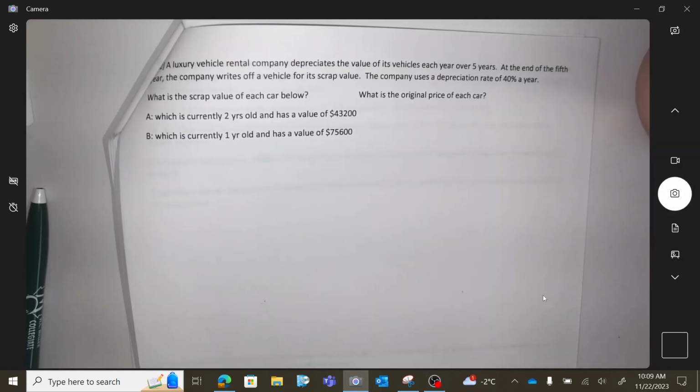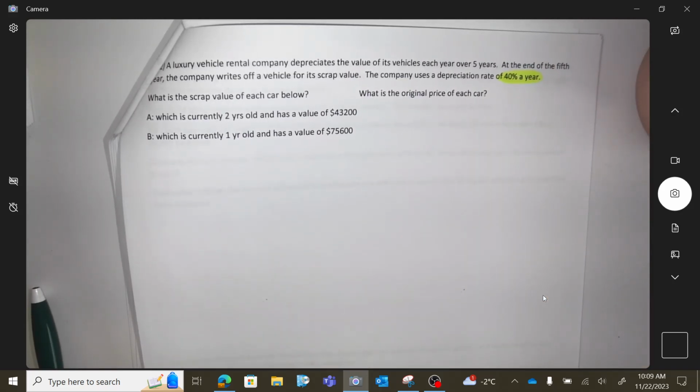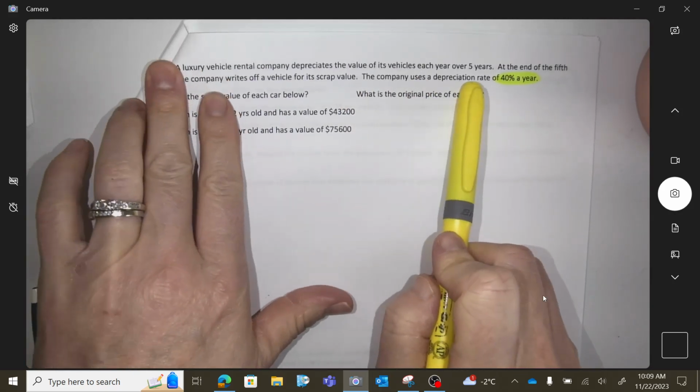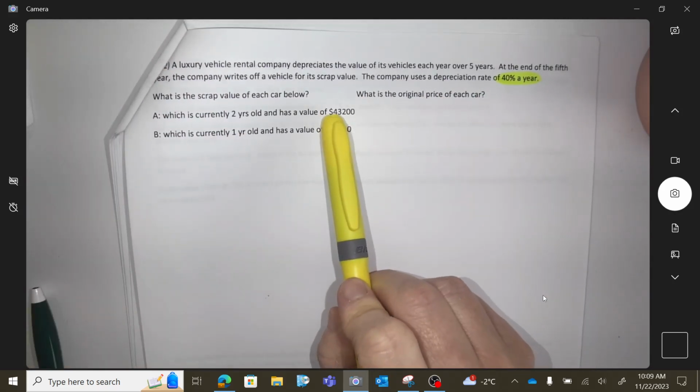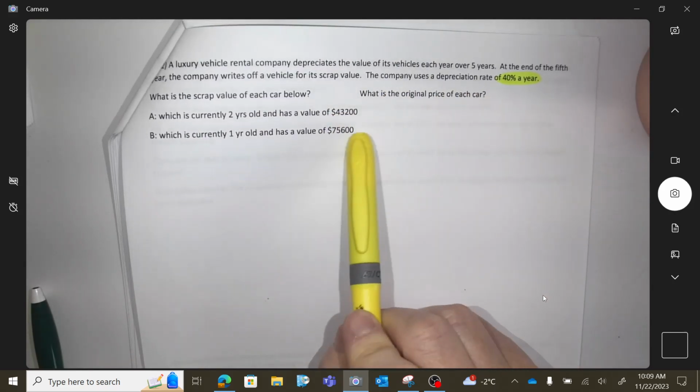So a vehicle company has luxury vehicles and decides that they depreciate in value by 40% a year. After 5 years, they're done with the vehicle and then they write it off. Okay.